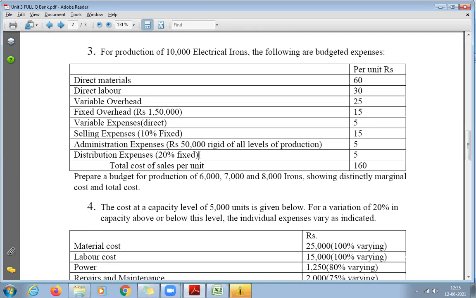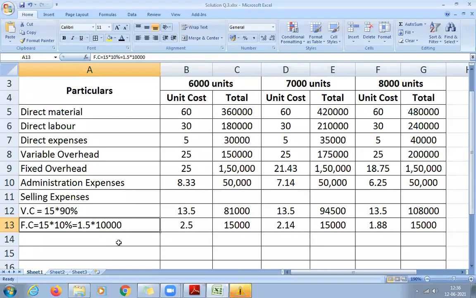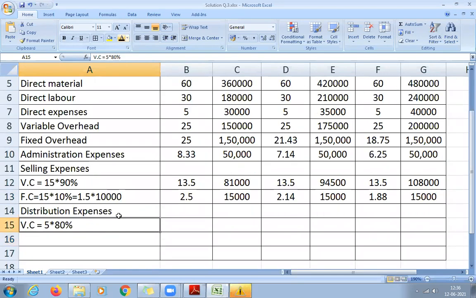So 20% is fixed. How much is variable? 80% is variable. And how much is per unit? 5 rupees. In the same way, we will calculate for distribution also. So variable cost, 5 rupees into 80%. Calculate. 4 rupees, exactly. So write 4 rupees in all the unit cost columns. Now you multiply with the respective units.